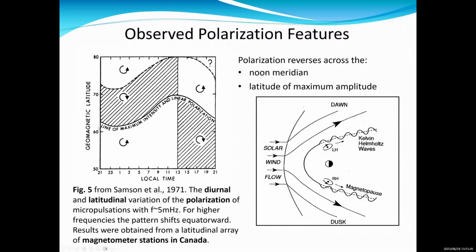These waves exist over quite a range of latitude, and if you pick any particular local time and look at how the polarization changes with latitude, you change from this polarization to the opposite and then back to this polarization. That's what led Southwood and others to come up with this picture and put some theory around it.